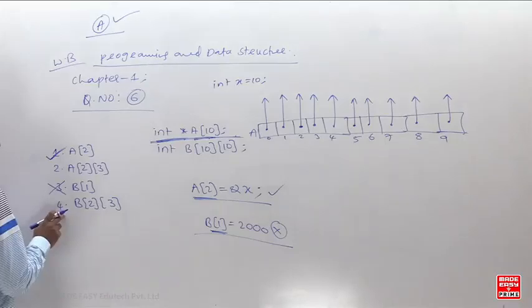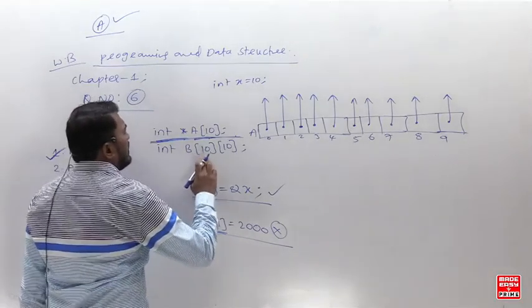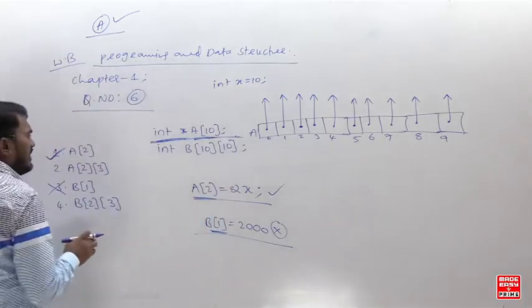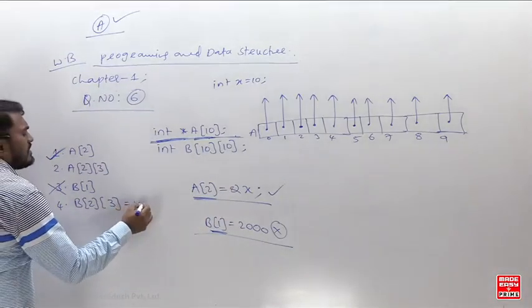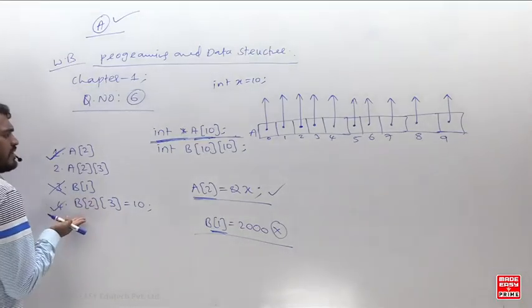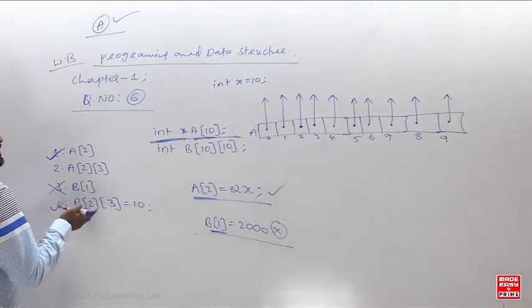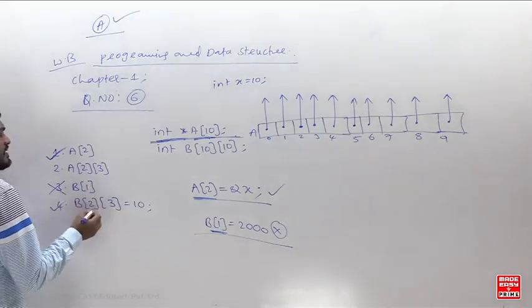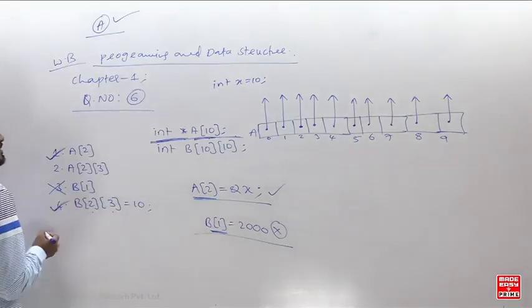Now come to the next one, the fourth expression. It is declared as integer b of 10 10. Now if you store b of 2 3 equal to some value, say 10, this is very much allowed. You studied this in engineering. Two-dimensional array, b of 2 3 means the second row third column will be replaced with the value 10. So this is very much allowed.